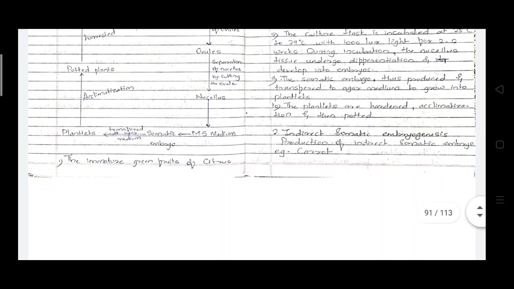Then the second one is indirect somatic embryogenesis. In indirect somatic embryogenesis, there is production of indirect somatic embryos. An example is the carrot.